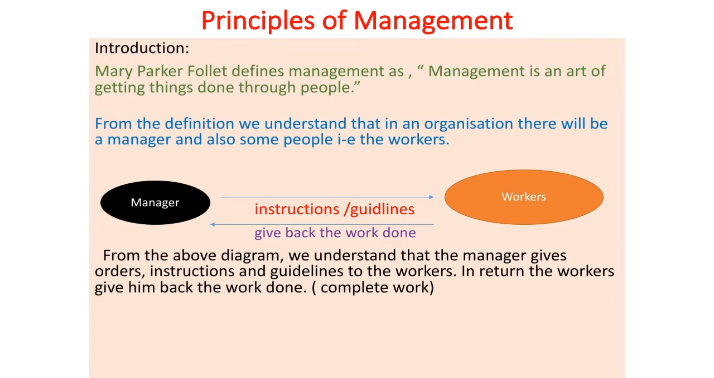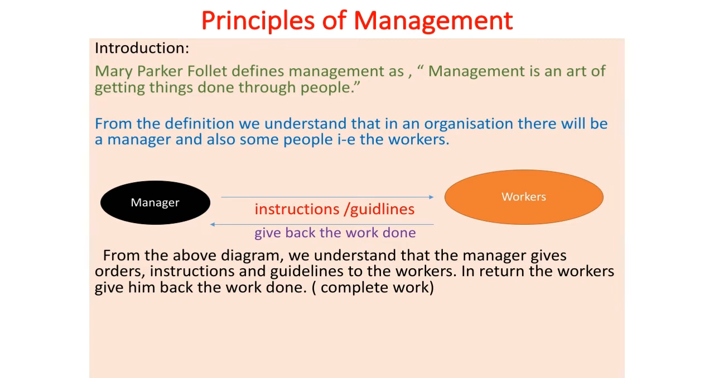So from the definition given by Mary Parker Follett, we understand that the manager is there in an organization and there are workers in the organization. What is the duty of a manager? The manager's duty is to give instructions. You can see the red color I have written here, and the arrow is going from the manager to the worker side. That means the manager is giving instructions and guidelines to the workers. For every day's work, the manager will come to the work and give guidelines, instructions, and may be giving orders to the workers.